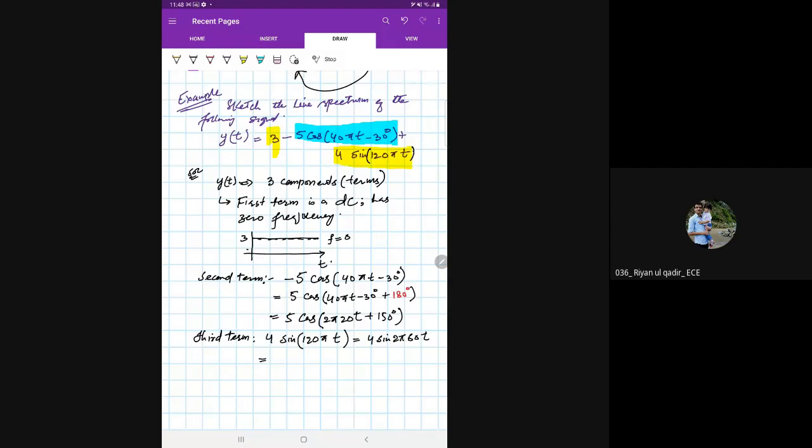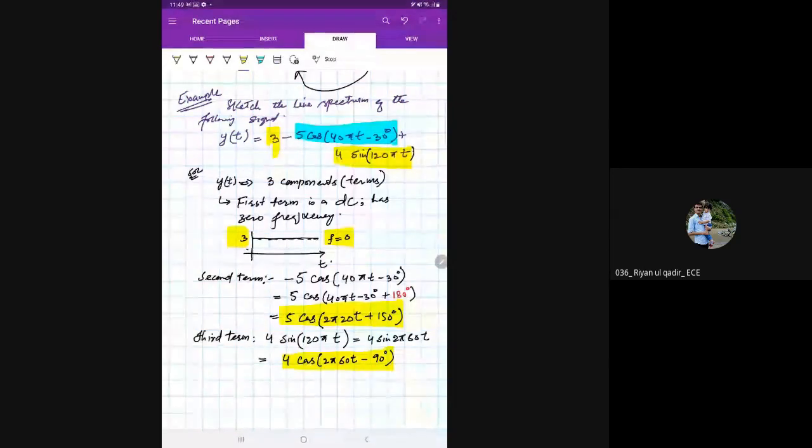Very good. Cos of theta minus 90 degrees. So we will write down 4 times cos of 2 pi 60t minus 90 degrees. That is the correct answer. Now you have 3 terms: one term here, another term here, and the third term with frequency equal to 0 and its amplitude.